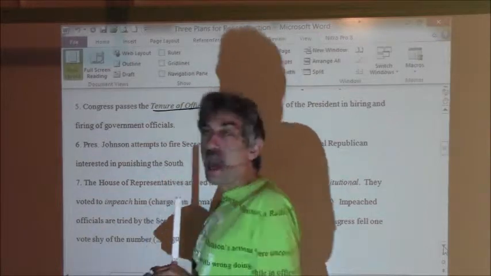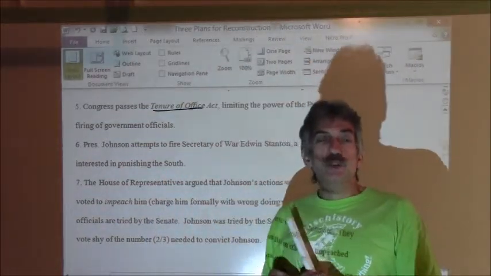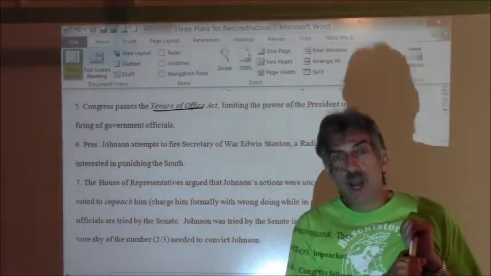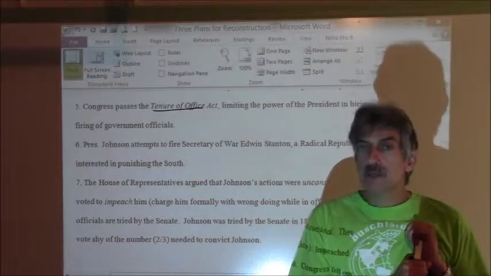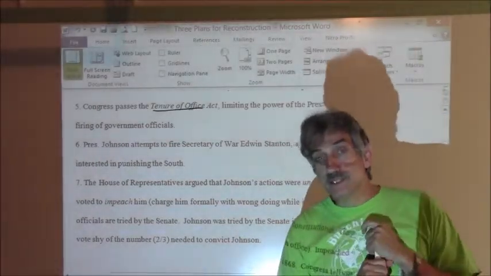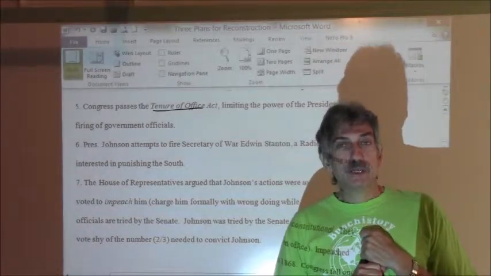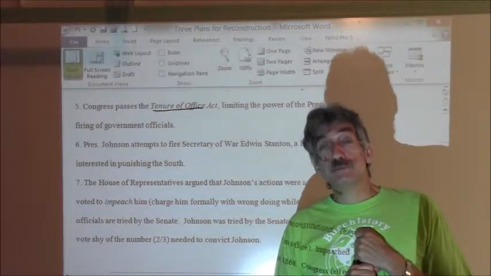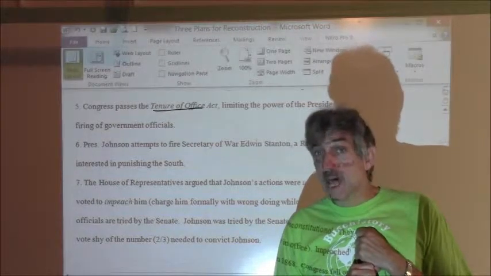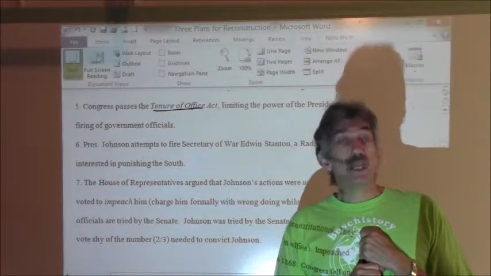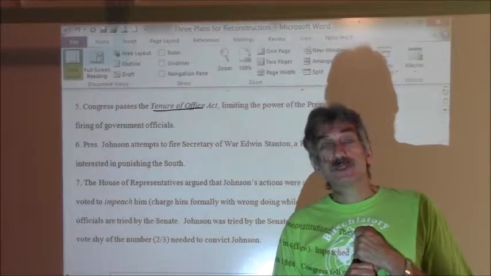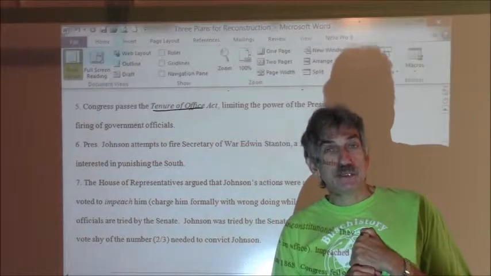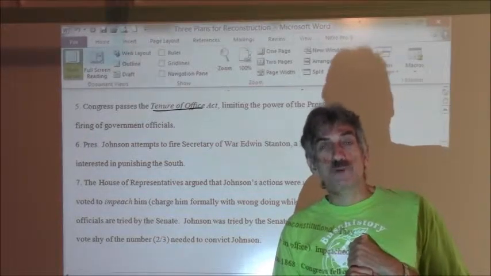The Tenure of Office Act says that no presidential appointee can be fired without the approval of Congress. It's a little hokey, because presidential appointees are appointed by the president, and the president should be able to fire him. Well, the problem here is Edwin Stanton was appointed by fan favorite Abraham Lincoln, not Andrew Johnson. Stanton is not Johnson's guy. So Congress is trying to make it so that Edwin Stanton is protected and that Johnson won't fire him.